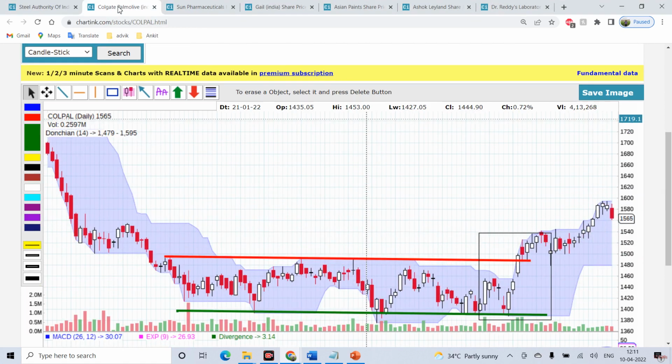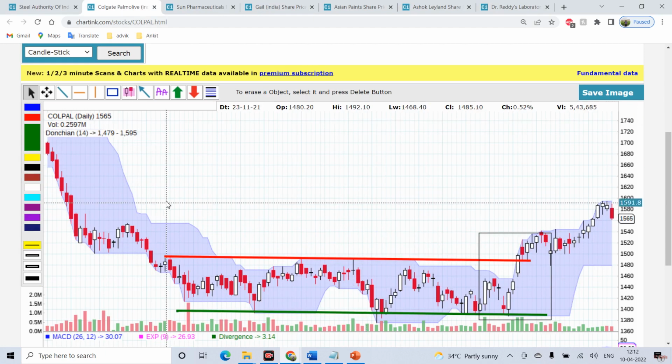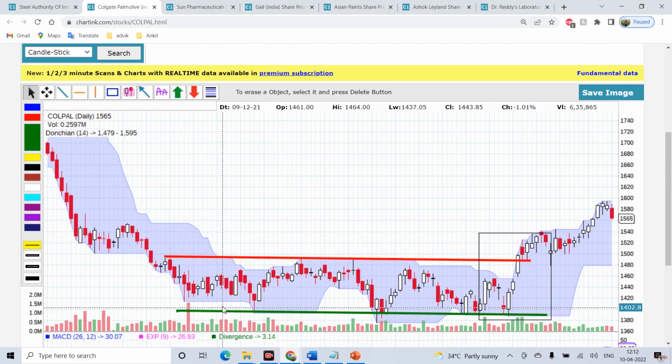Okay, we'll take another example of Colgate Palmolive. Here we saw it's in a trading band, between the upper trend and the lower trend, where it's not making lower lows, it's just staying in the band. And then here we saw from November 24 till March 10th, so roughly 4-5 months it was in this trading band, and then at this point of time it has broken the trading band.